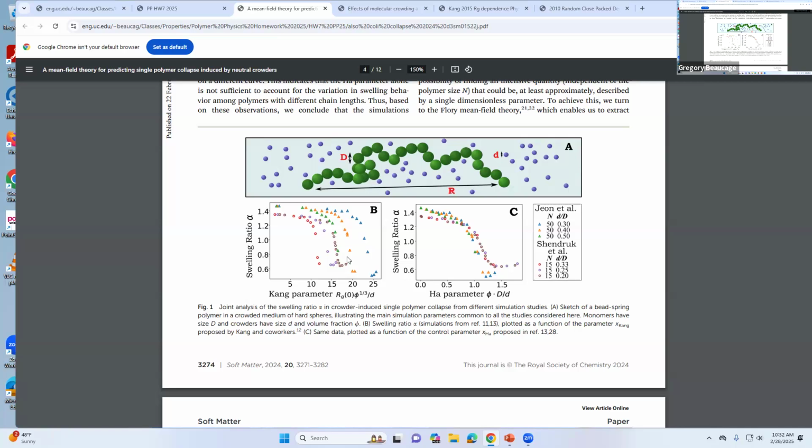Anyway, the main thing that Jean Boucher is saying is, oh, look, all right, so this Gian and Shendrick is the Ha paper. They're using two different molecular weights, 50 and 15, small numbers. If they plot the swelling ratio versus the Ha number, they look exactly the same, right? In other words, it doesn't matter what the molecular weight is. But his main point is that the circles deviate from the triangles. That deviation is what he's arguing about.